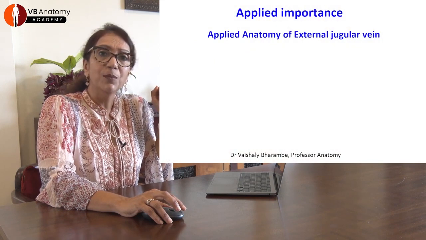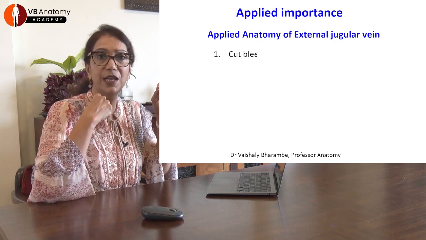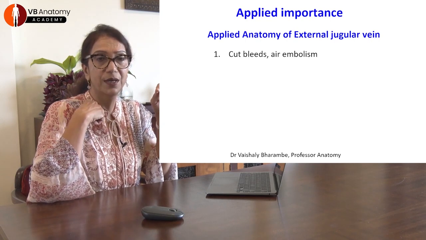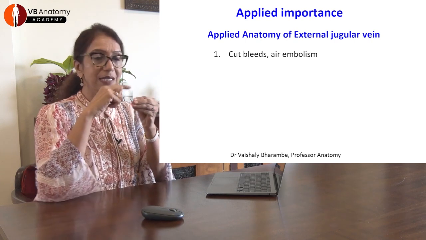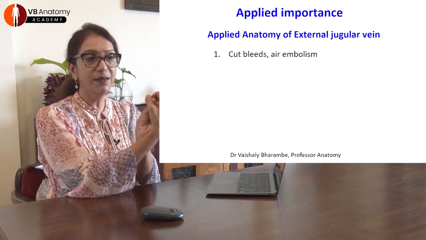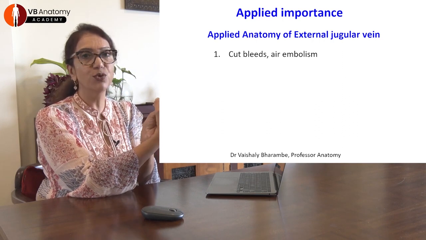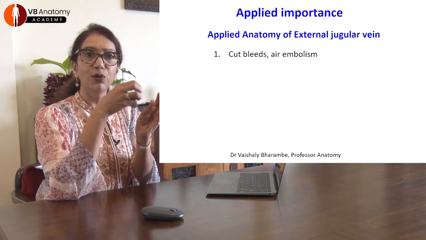So, what is its applied importance? See, this vein pierces the investing layer of deep cervical fascia to drain. So, when it's piercing, its adventitia is fused with the deep cervical fascia. If you cut the vein, it's unable to contract to stop the bleeding. It remains open, and that results in a lot of hemorrhage.